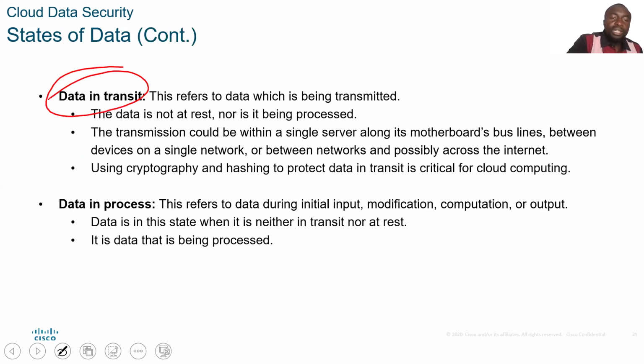Data in transit, on the other side, refers to data which is being transmitted. And in some cases, because you are transmitting the data, somebody would want to intercept that data and alter the content. So the data that is not at rest nor is being processed is data in transit. The transmission could be within a single server along its motherboard's bus line, between devices on a single network, or between networks that are possibly across the internet. Simply, when the data is moving from one point to the other, it is data in motion.